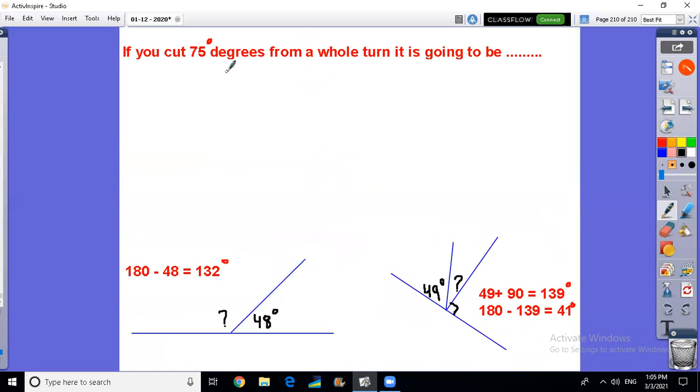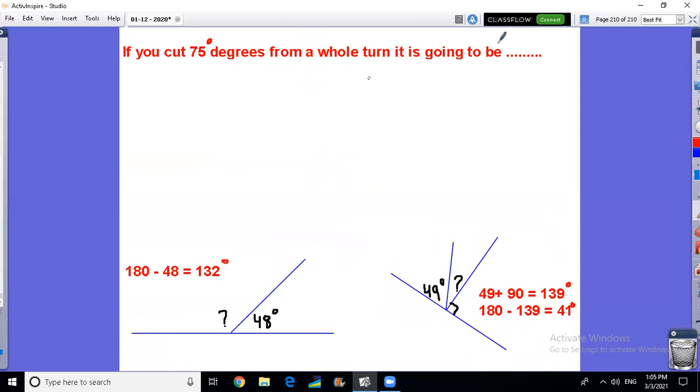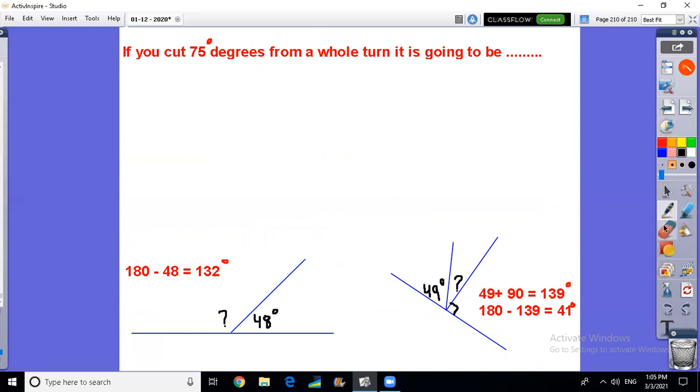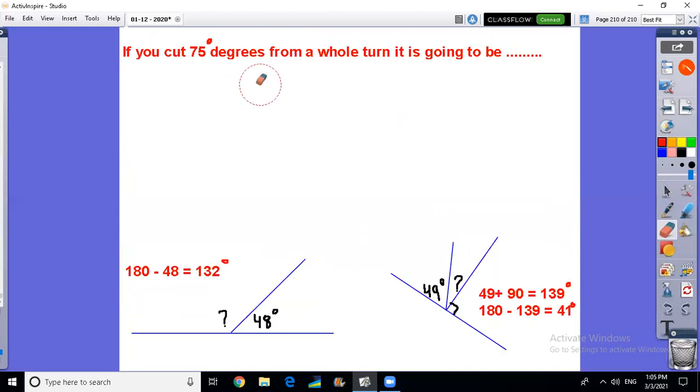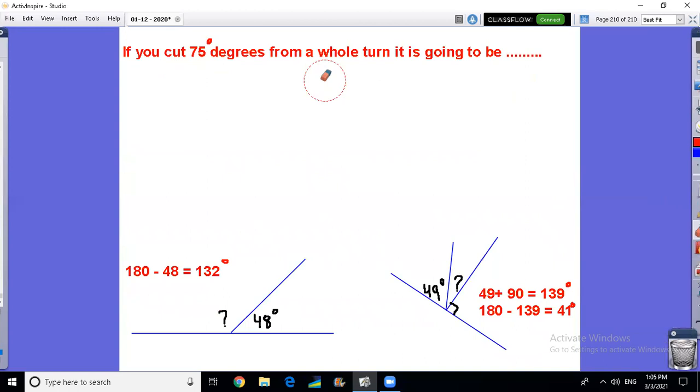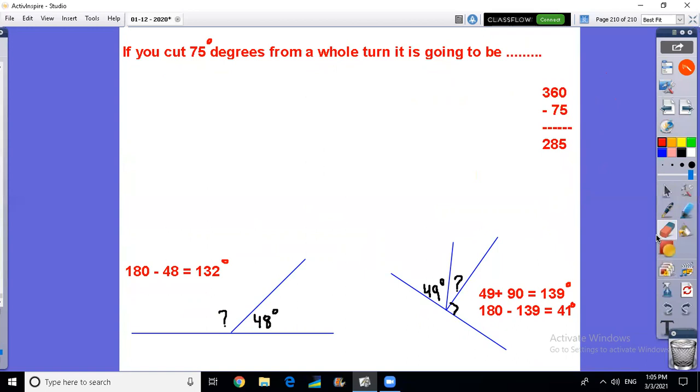Next, they're saying if you cut 75 degrees from a whole turn, what is it going to be? A whole turn, we agreed, is how many degrees? 360. We agreed a whole turn in the previous page is 360 degrees. So if you cut 75 degrees from it, that's subtraction, 360 minus 75, exactly. 360 minus 75 is going to give you 285 degrees. So you're going to write here 285 degrees.